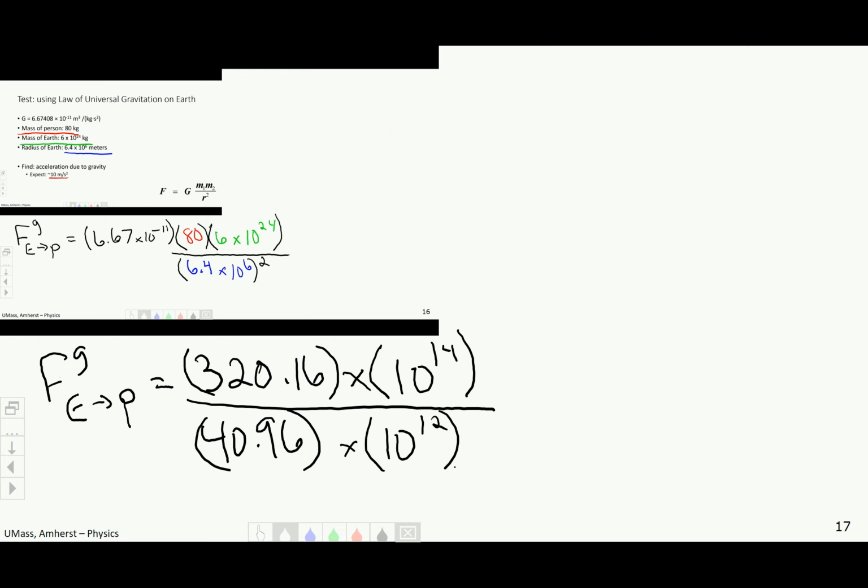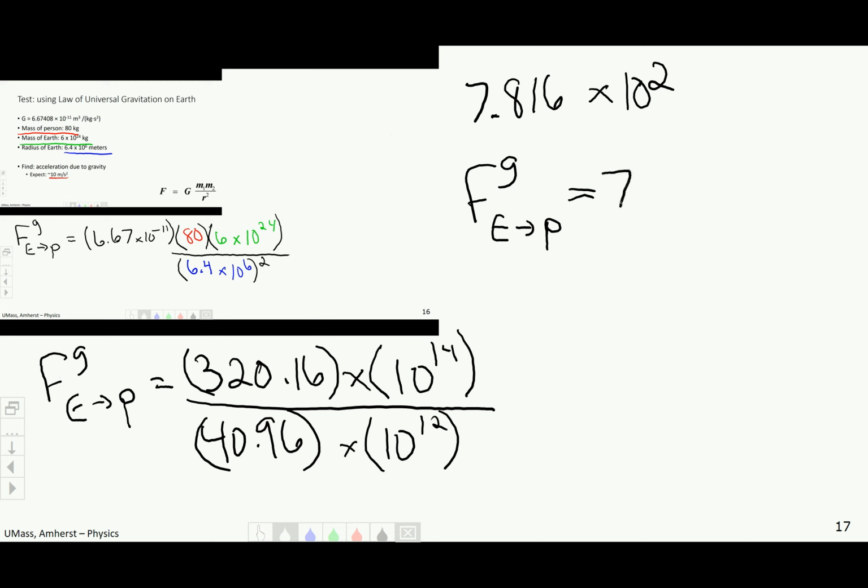Okay, so if we do this, divided by 40.96 equals 7.816 times 10 to the second. Okay, so we're doing our powers of 10 here, 14 and 12. We end up with a difference of 2. So we end up with the force of gravity from the Earth on the person equal to 781.6 newtons.